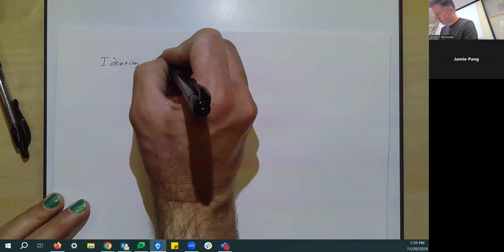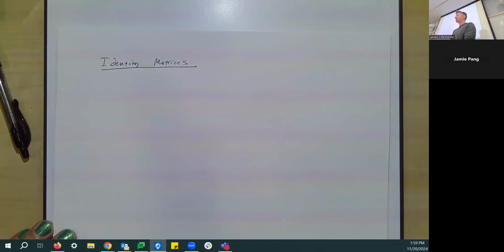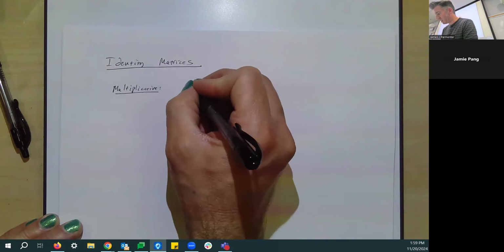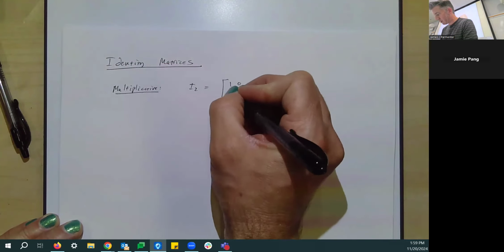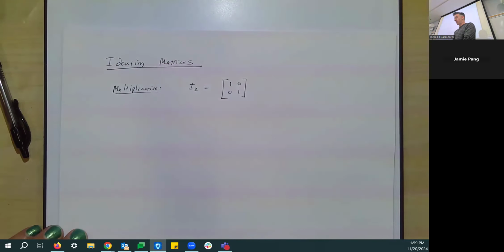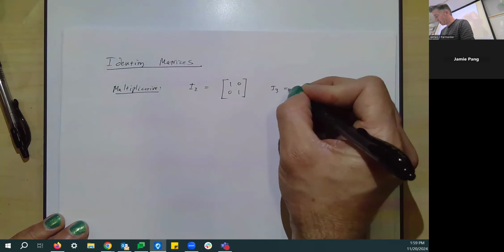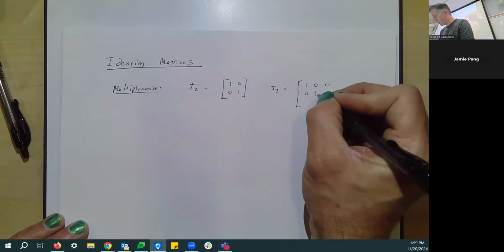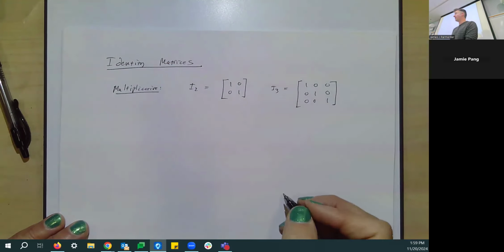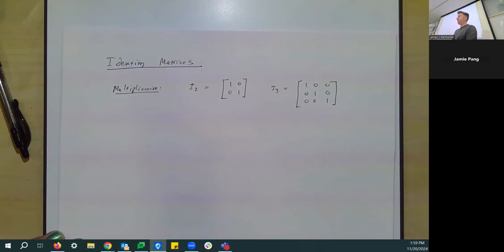There are some special matrices that are super special. Probably the most important of them are identity matrices. I would say there's two different kinds. There's the most important kind, the multiplicative identity. So I2 is the 2 by 2 matrix with ones on the main diagonal and zeros everywhere else. I3 is the 3 by 3 matrix with ones on the main diagonal and zeros everywhere else. And it continues on. I4 would be a 4 by 4 with ones on the main diagonal and zeros everywhere else. And here's why they're super important.